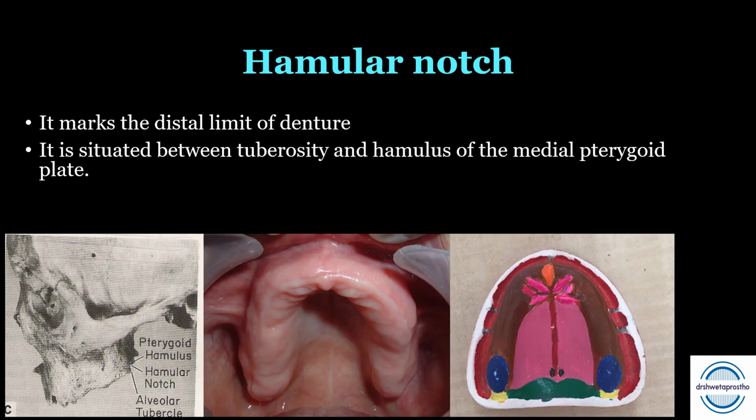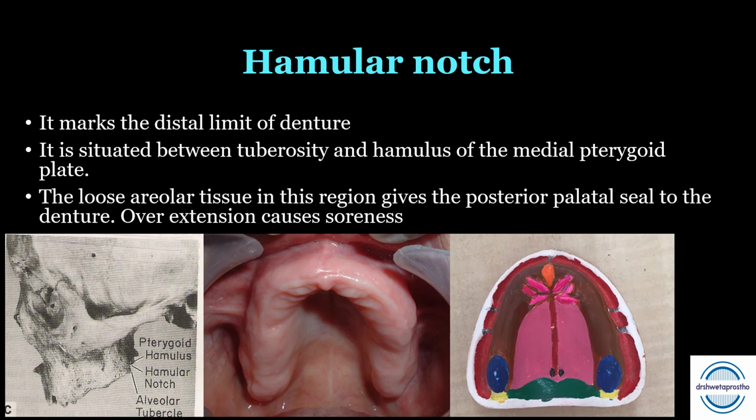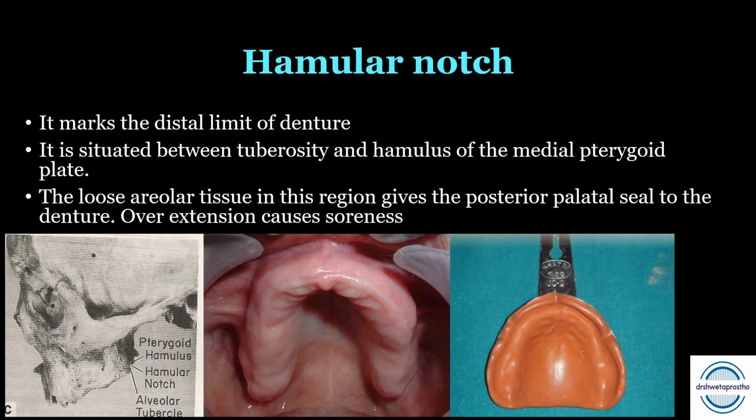There is loose areolar tissue present in this region, so it helps in giving the posterior palatal seal to the denture. But the denture should not be overextended in this region. It should extend to the center of the hamular notch. Otherwise, it will cause pain and soreness to the patient.